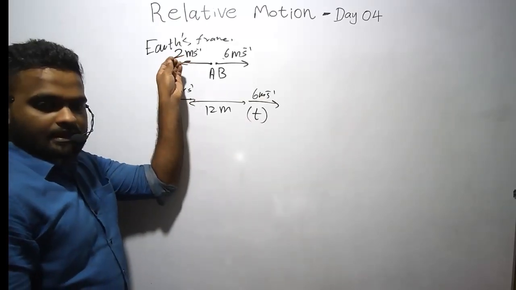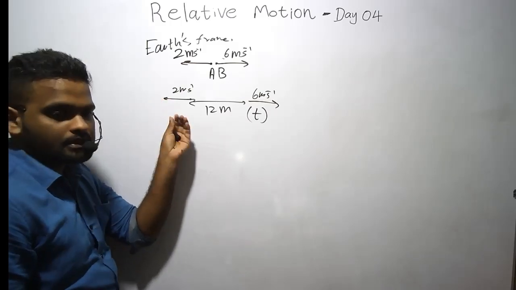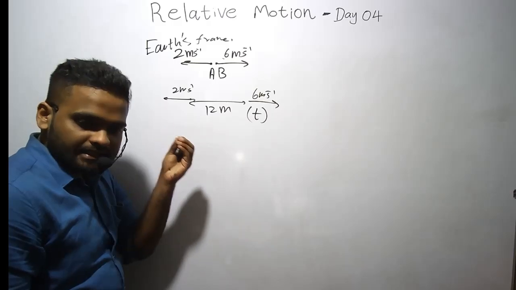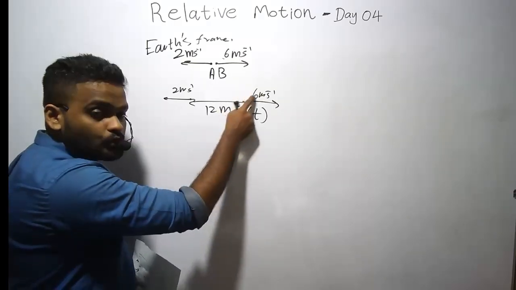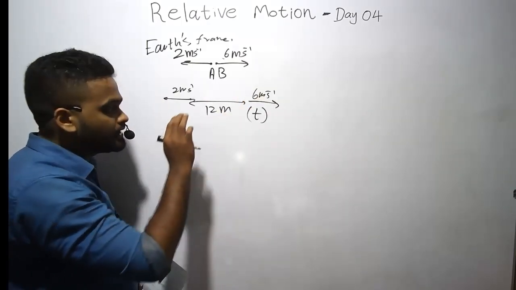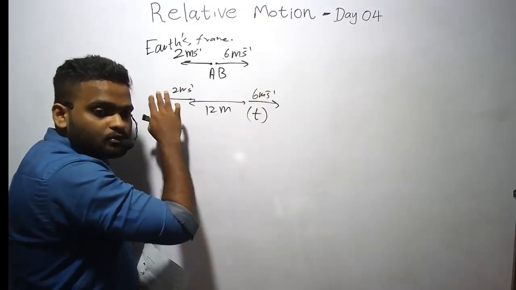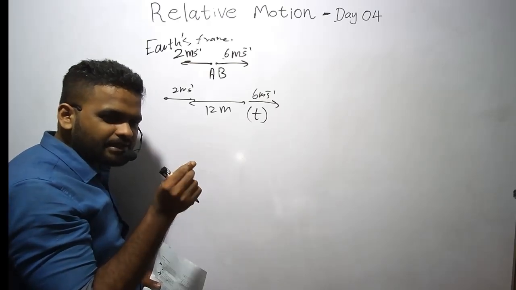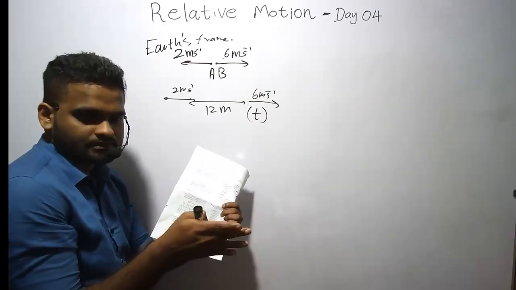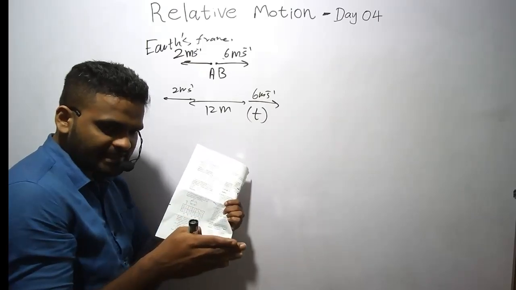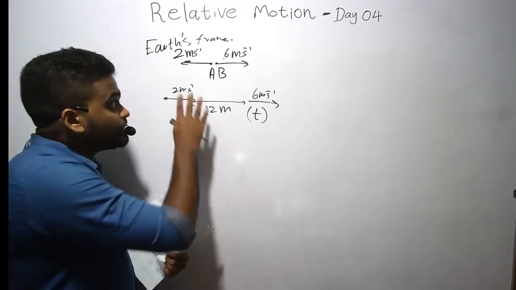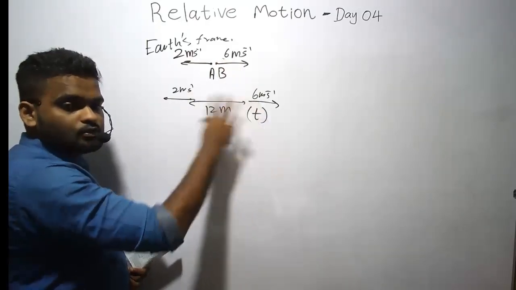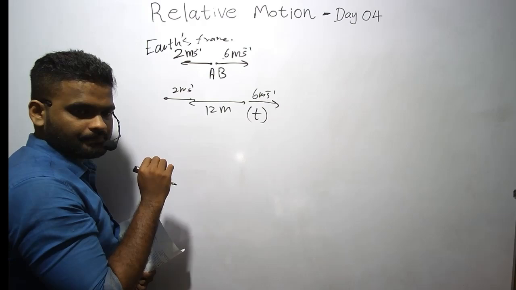You can simplify this problem sitting in the Earth's frame as well. When you consider the Earth's frame, there are two objects moving simultaneously. Listen carefully. It is somewhat complicated to think about two objects at once. If you are staying in the Earth's frame, these two are moving.